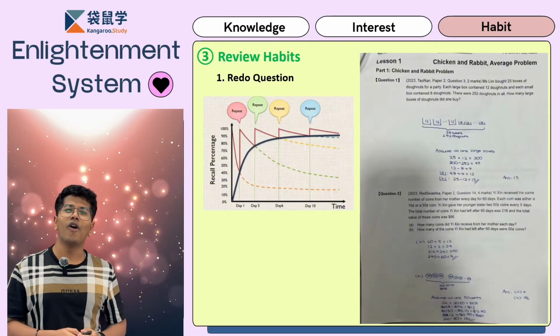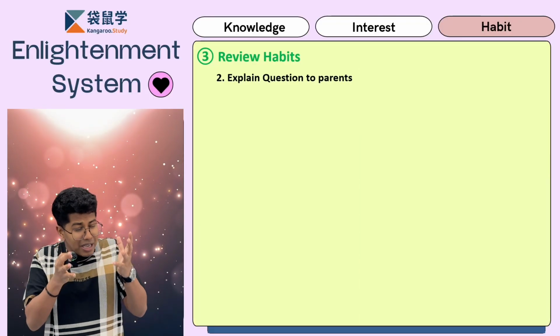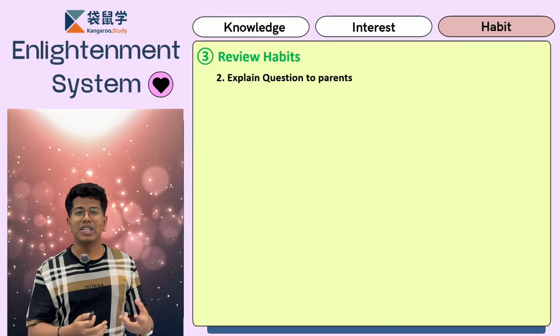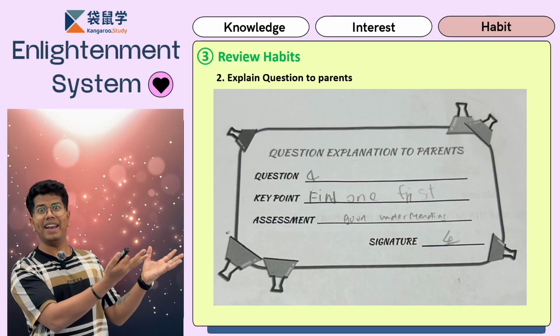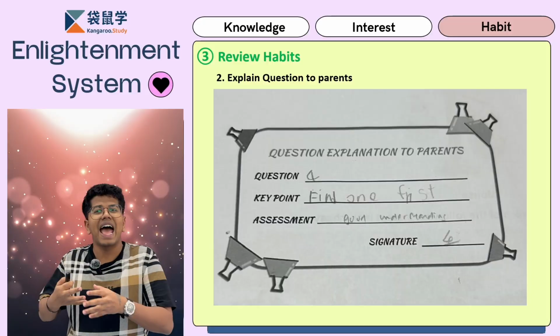Then the second set of homework is about the best way to learn. The best way to learn is when we explain something to someone. So the second part of homework is question explanation to their parent. So when they explain, they can remember the topic more and better.